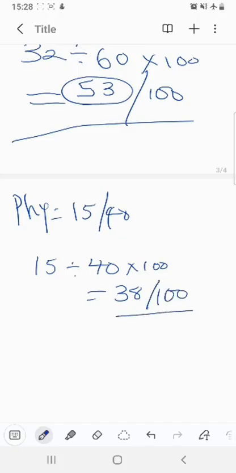These are instances. I'm not saying you will score 38. That is not your portion.